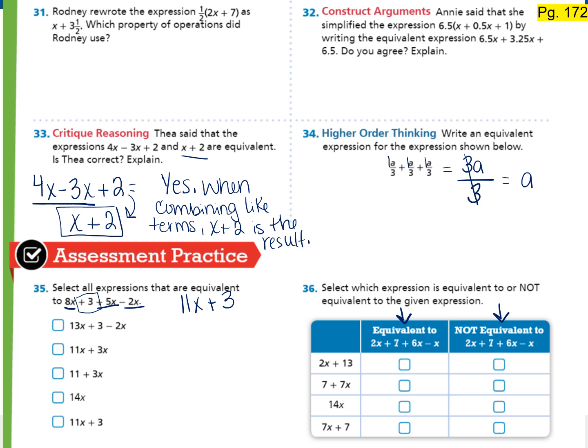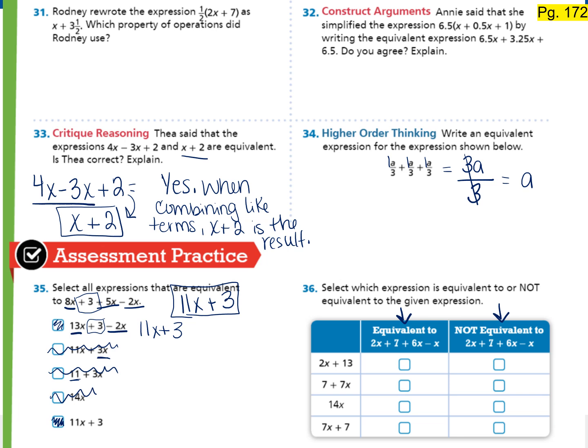So looking at the first option, I need to combine these two like terms. So 13x minus 2x would make 11x plus that 3 that's on its own. That matches what we were looking for. If you look at the second option, it's super close, but that 3 has an x. We don't need an x with our 3. My next option, 11 needs the x, not the 3. For the next choice, you cannot combine 11x and 3 because 3 does not have an x. And yes to the last one.